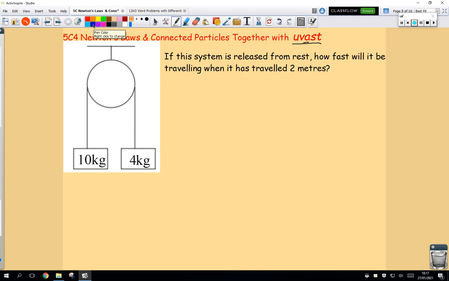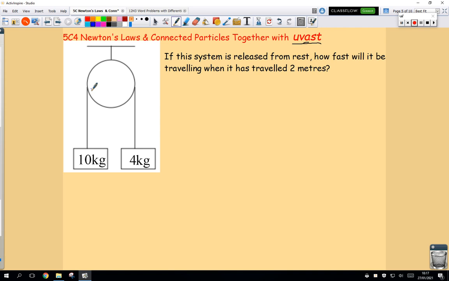So let's look at this question here. We have a system with a 10 kg mass and a 4 kg mass. I haven't written it in, but you can assume that the pulley is smooth, the string is light and inextensible, no friction, and the string is of negligible mass. That's the kind of system we're going to look at.